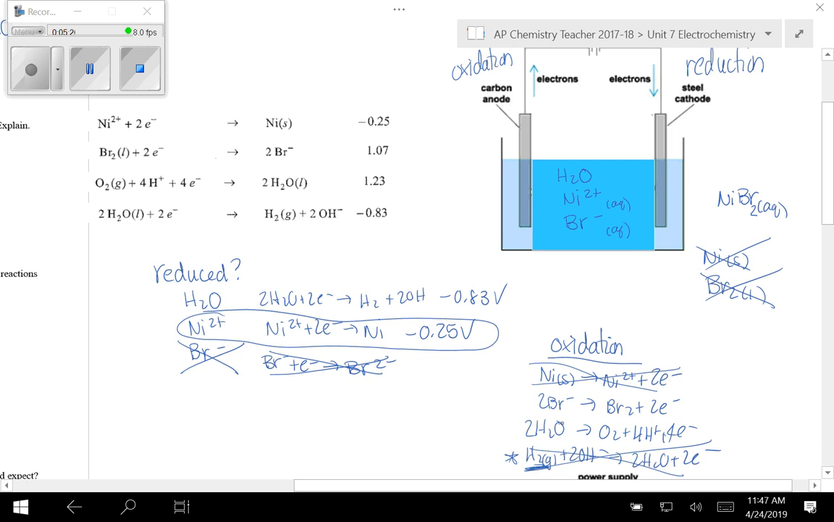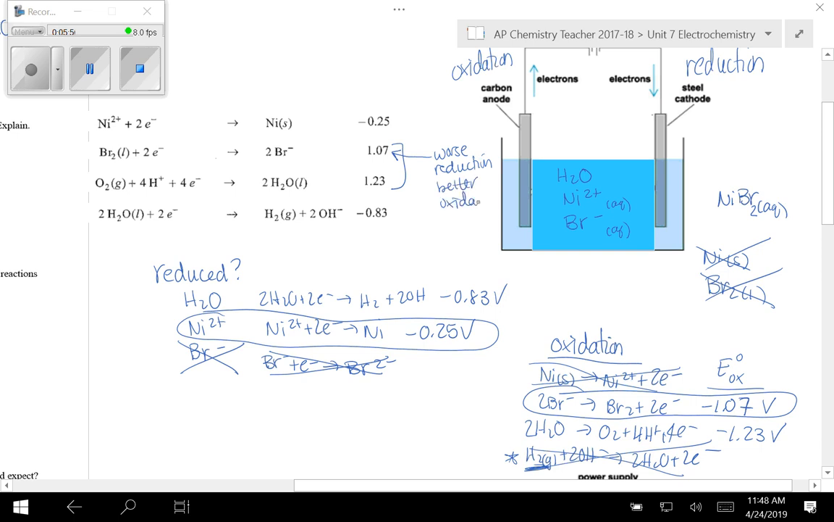And let's flip the signs around. This would be negative 1.07. This would be negative 1.23. So I could look at it as these would be what we call the oxidation potentials. So I flip them around. The reaction that is more favorable is the one that's going to occur. So it looks like this reaction is more favorable because it's got a larger voltage. The other way you can look at it is of these two, my bromine, this one's the worst reduction. So the one that is the worst reduction is going to be the better oxidation. So that's why my bromide ions are going to be the ones being oxidized.